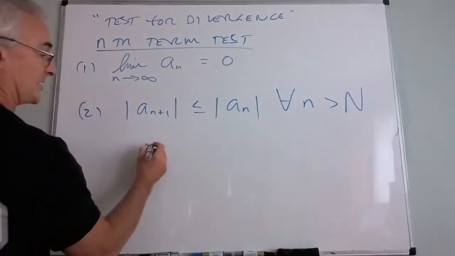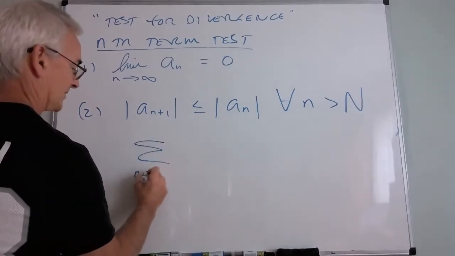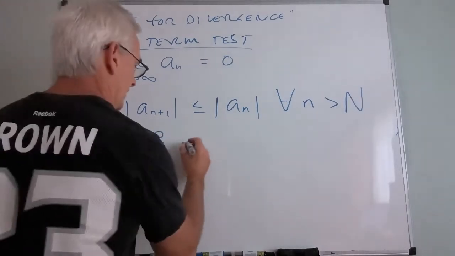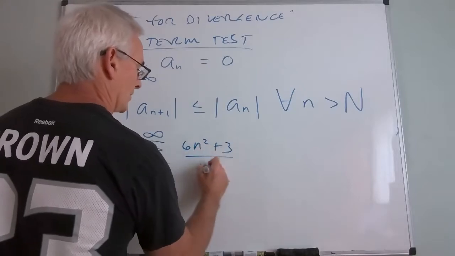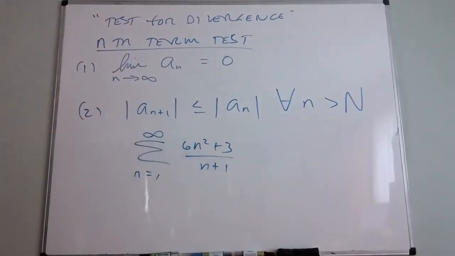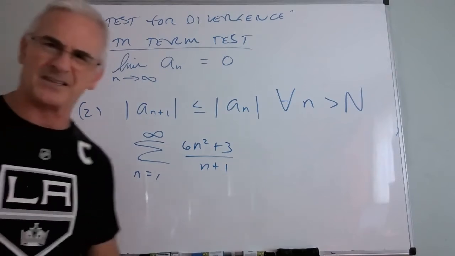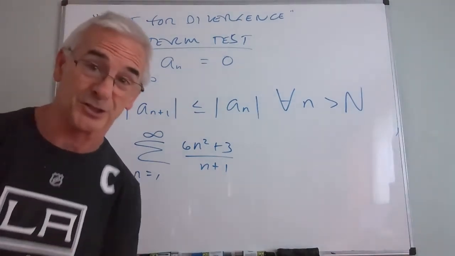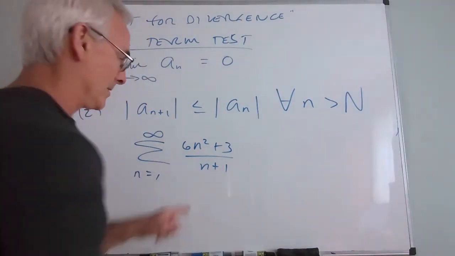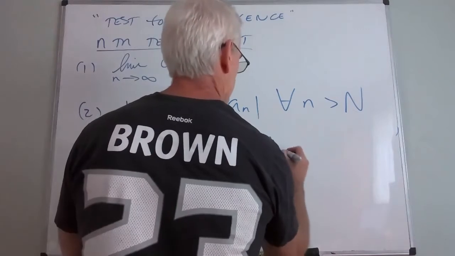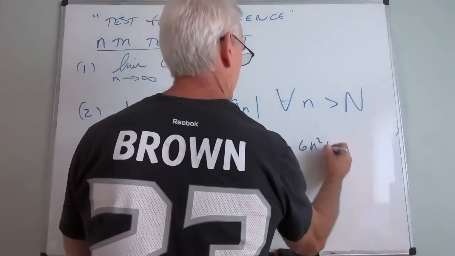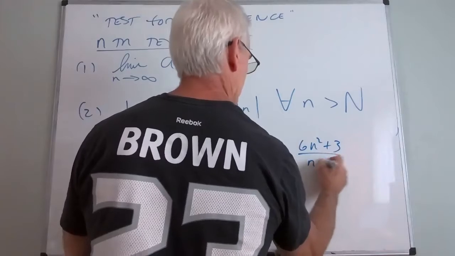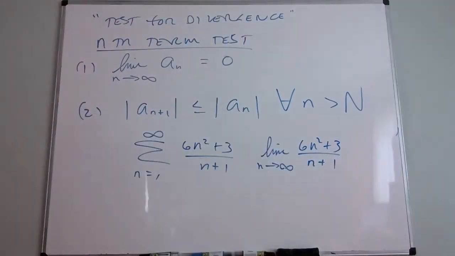I'll do an example we just did a moment ago. I have the sum from n=1 to infinity of (6n² + 3)/(n + 1). I'd like to know if this converges or diverges. Well, we don't have any idea if it converges, but I might be able to show it diverges. How? If I take the limit of that, what will I get?